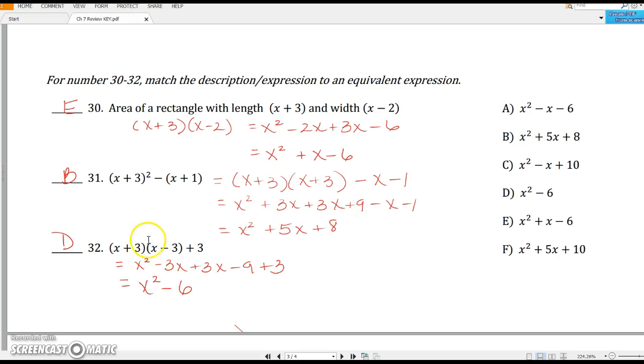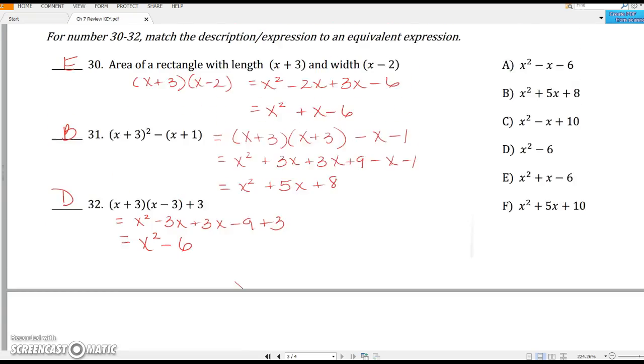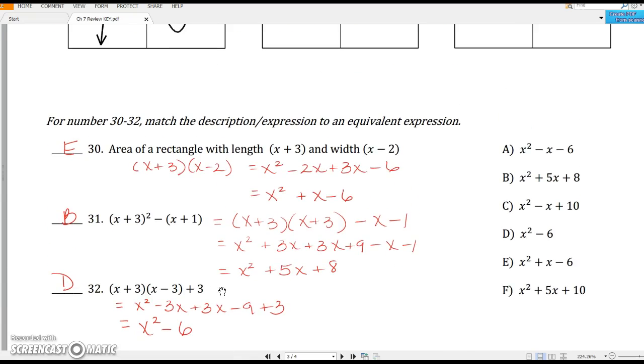And then the last one, same thing again. It's kind of like order of operations. You would multiply first, which in this case means FOIL, and then you have a plus 3. So once you have this negative 9 and the plus 3, you get the minus 6. So that is it. Study your flow chart on your purple sheet to help you with factoring.